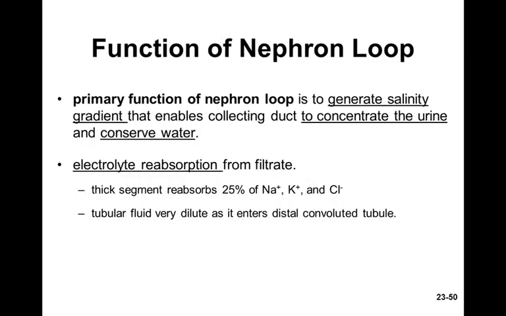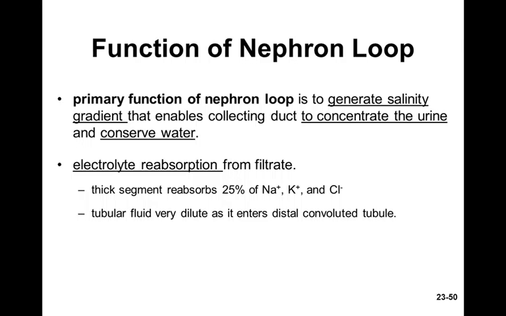The primary function of the nephron loop is to generate a salinity gradient that enables the collecting duct to concentrate urine and conserve water. So electrolyte reabsorption from the filtrate is very, very important. Now remember, the nephron loop is composed of the thick segments and the thin segments. The thick segments are the ones that reabsorb the salts, sodium, potassium, chloride, and the thin segment is going to allow water to penetrate in and out.